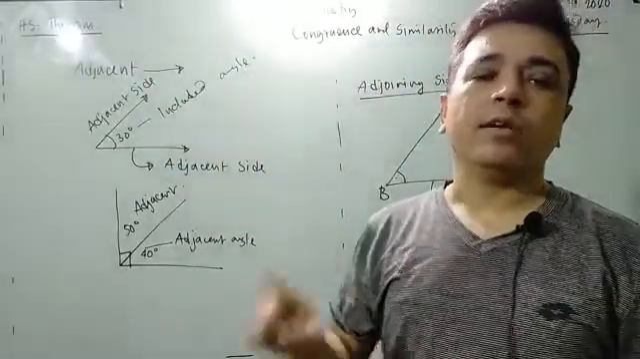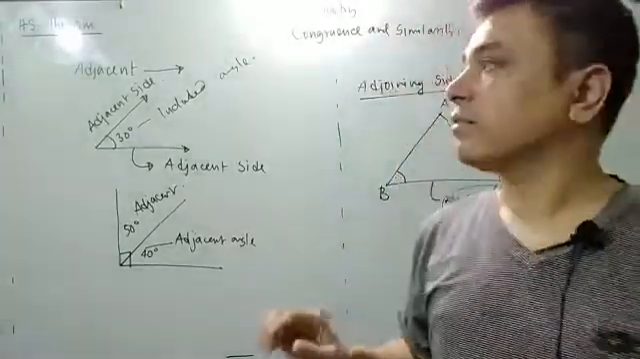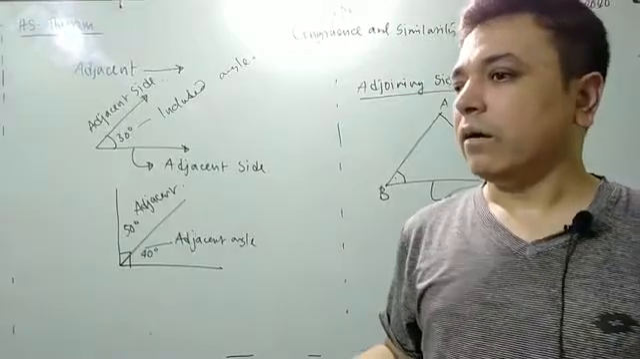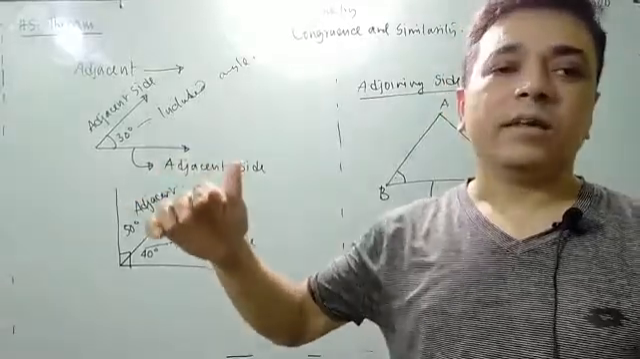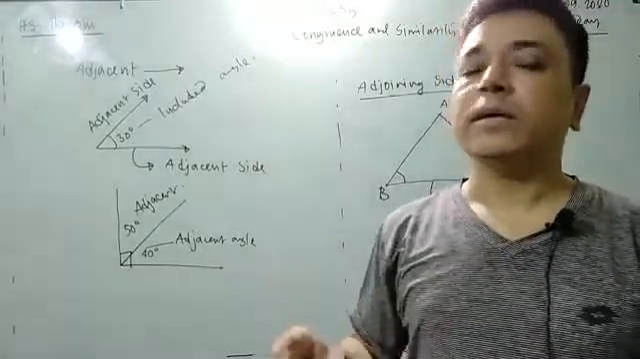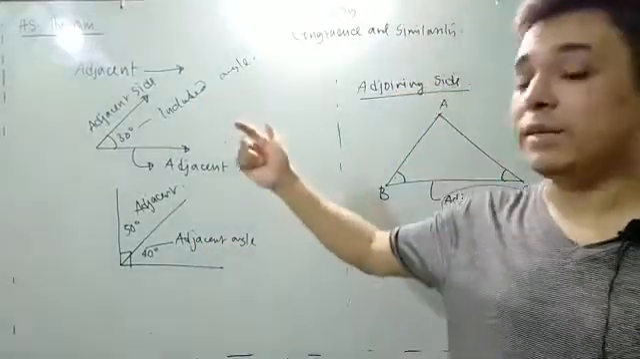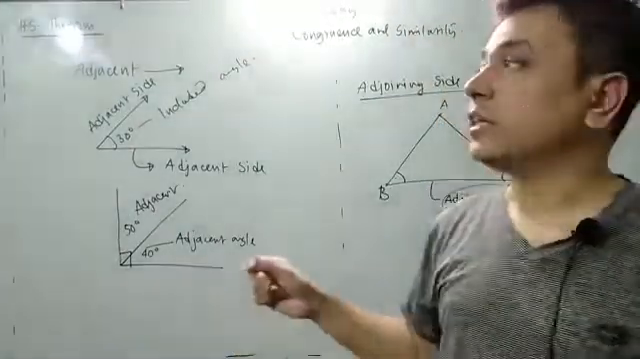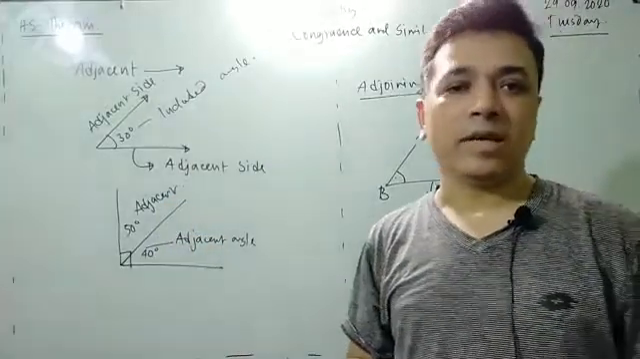The hypotenuse and one side of a right angle triangle are respectively equal to... respectively means this hypotenuse equals hypotenuse, and which side we have chosen, that side is respectively equal to the same side of another triangle. So the statement is: hypotenuse and one side of a right angle triangle are respectively equal to hypotenuse and one side of another right angle triangle. Then we can say both of these right angle triangles are congruent.